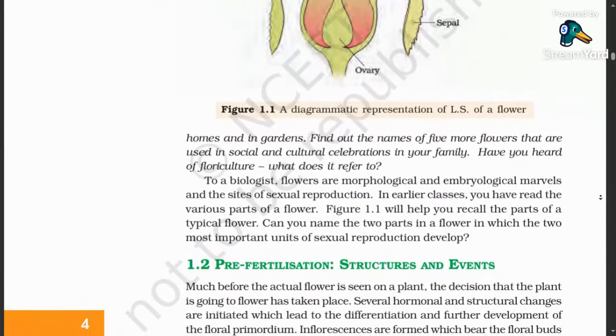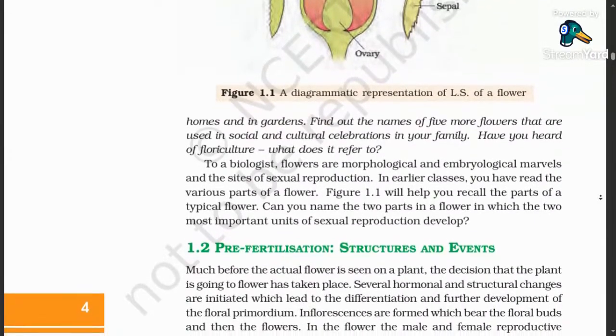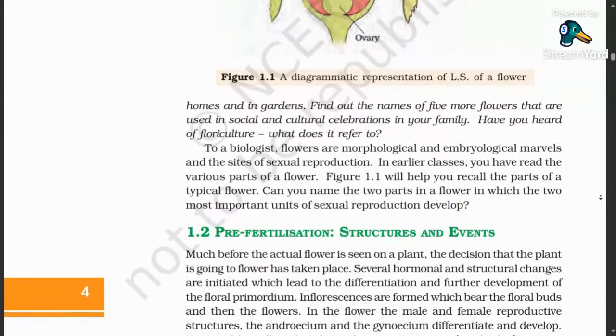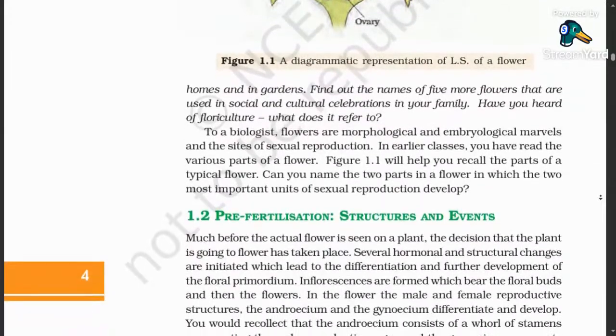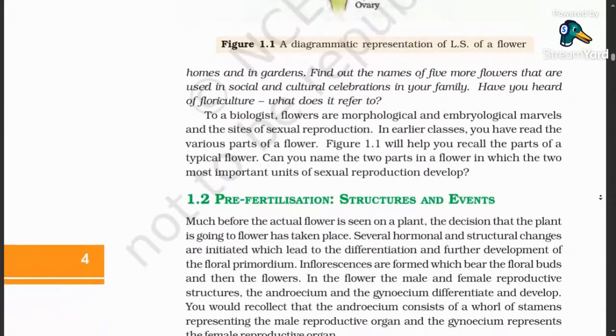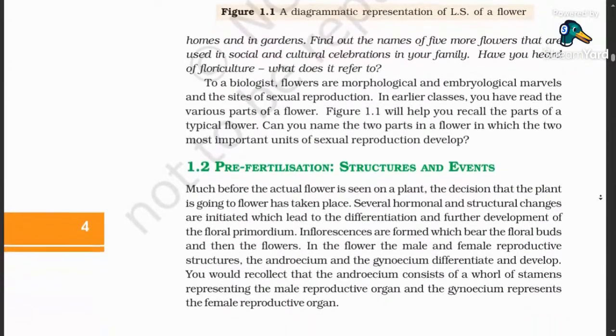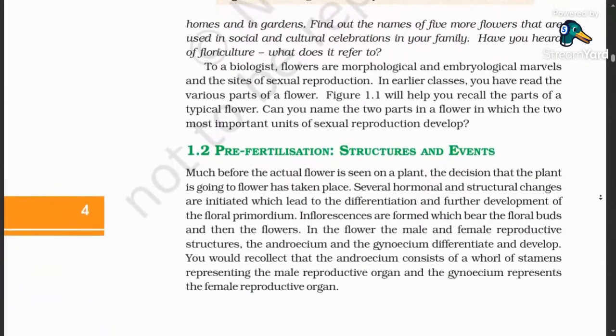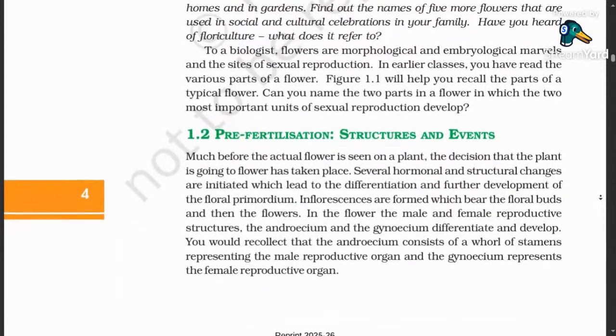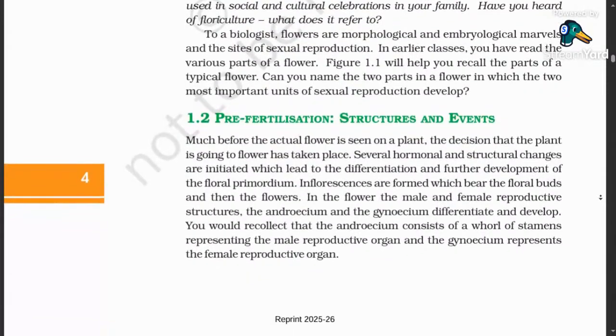To a biologist, flowers are morphological and embryological marvels and the site of sexual reproduction. In earlier classes, you have read the various parts of a flower. Figure 1.1 will help you recall the parts of a typical flower. Can you name the two parts in a flower in which the two most important units of sexual reproduction develop?